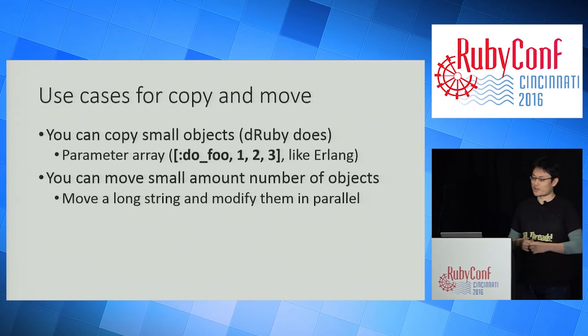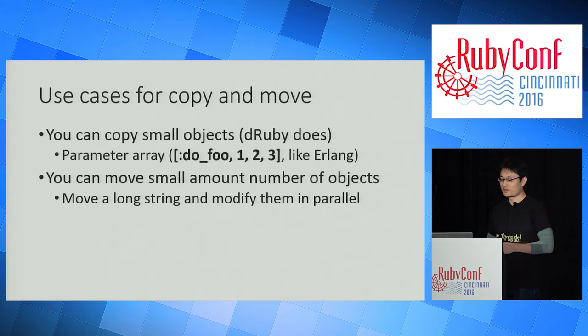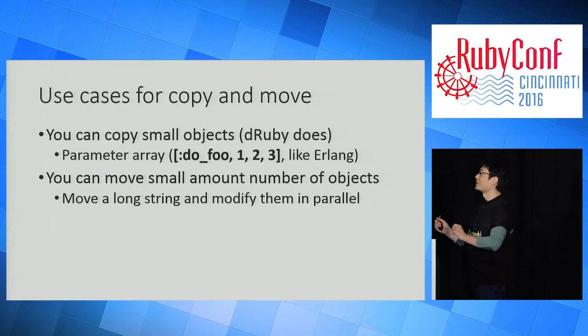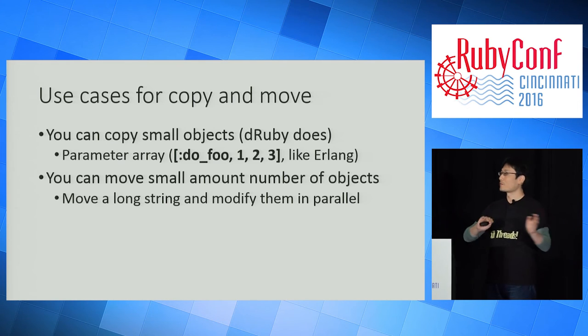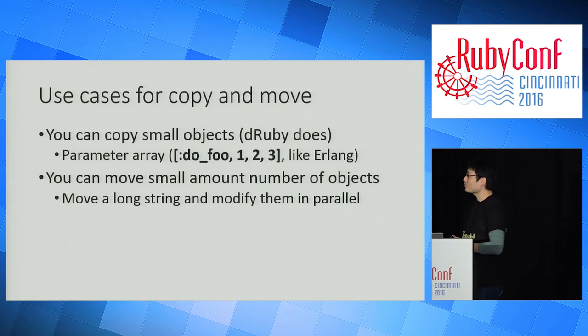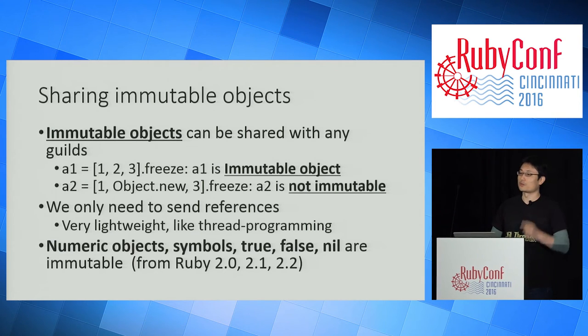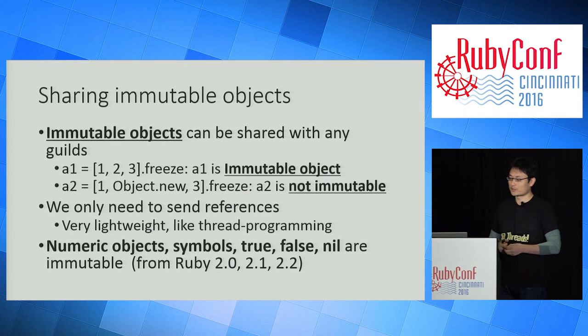So usually we can copy small objects like DLB does. Sometimes we want to pass parameters and some operation, like Alan. Such a small object is easy to copy, so there is no overhead. And you can move a small number of objects. If you load some binary file, like a picture file, we can move such big binary data to another guild without any copy. And we also allow transferring immutable objects without any overhead.